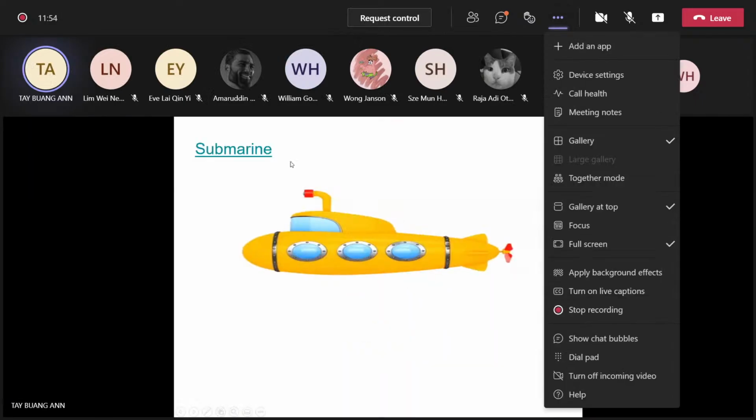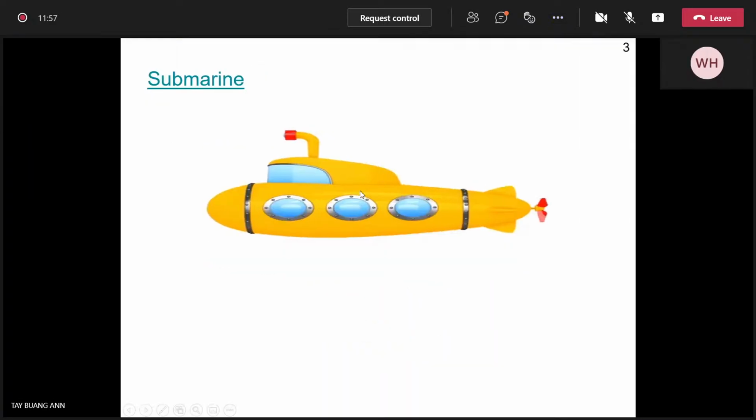Okay, never mind here. A submarine, for example. When we produce a submarine, we need to be careful. The body must be strong enough.